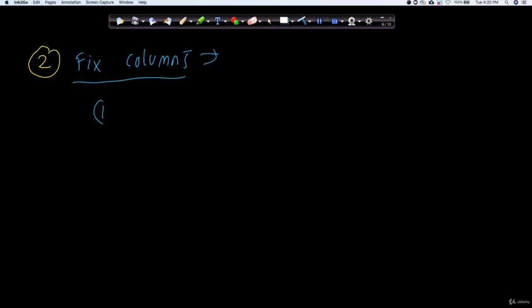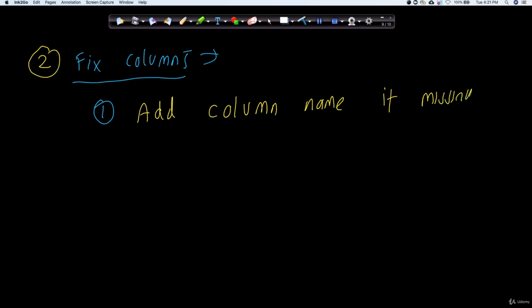Number one, it does happen a lot of times that you have a column for which we don't have any name. Basically you completely don't have a header column name for it. So maybe you would like to give a column name if it is missing. You have to look at that column and see what name makes sense for it, and that's something which happens quite frequently. So you have to add column name if missing. Okay, this is one important point.